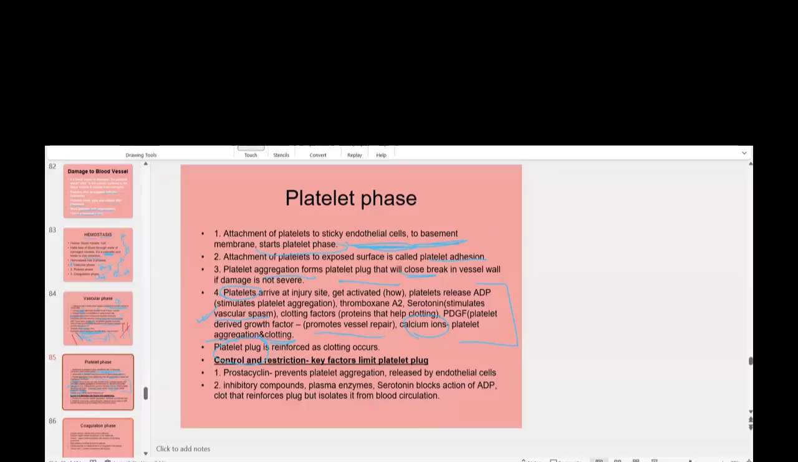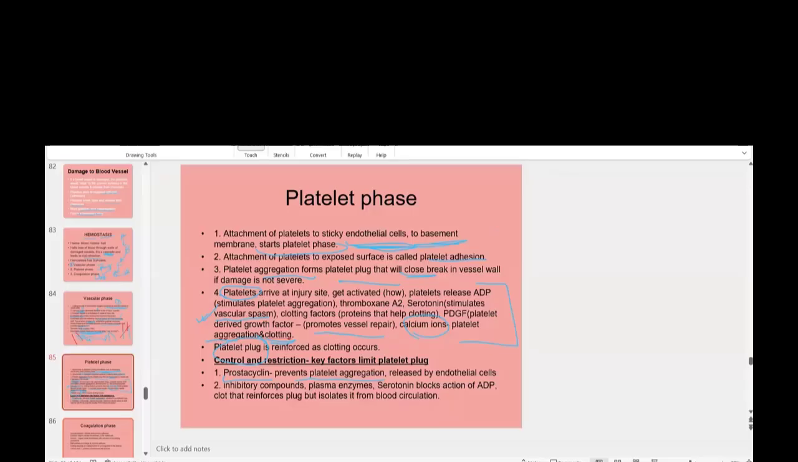Now, do they continue to do it? No, there is control and there is restriction. And I told you that a platelet plug or a clot is not always good. That is why we have prostacyclin as a counter effect that will prevent platelet aggregation. And that is also released by endothelial cells. So there are other inhibitory compounds that do not allow it, like other plasma enzymes.